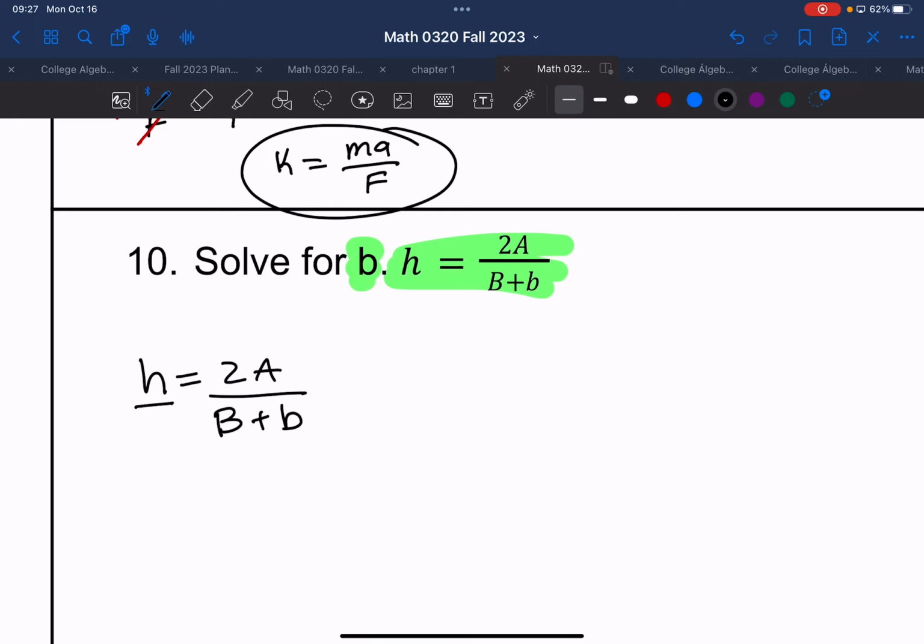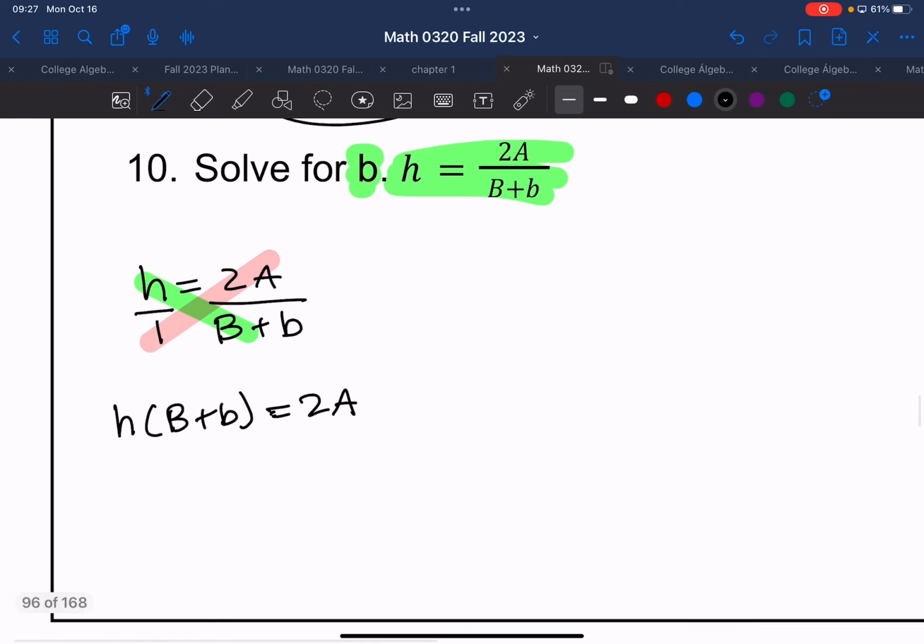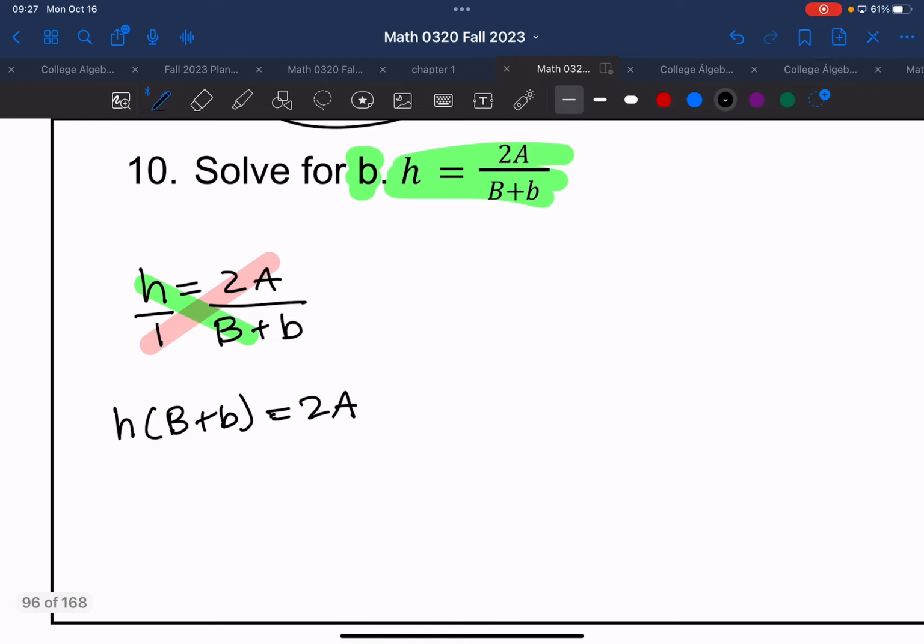Good, so h over 1. And now that we have two fractions equal to each other, we can do what? Cross multiply. So that means I have h times big B plus little b is equal to 1 times 2a, so 2a. Okay. I want to get that little b by itself. So what can I do to the h?